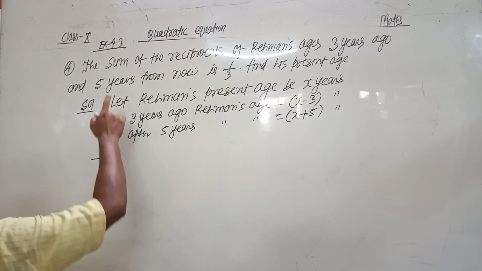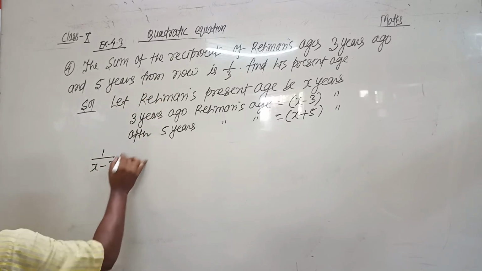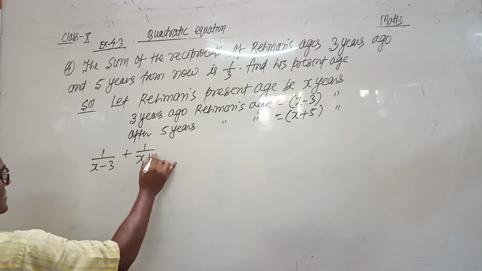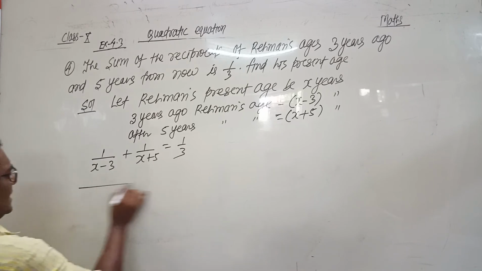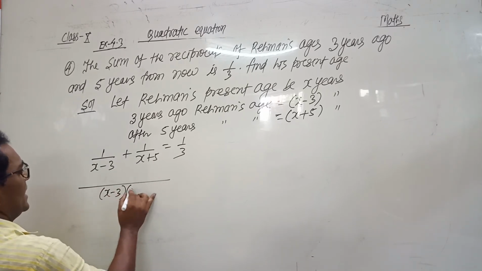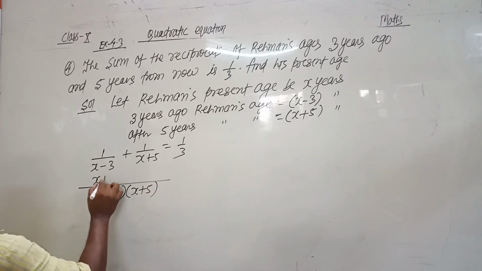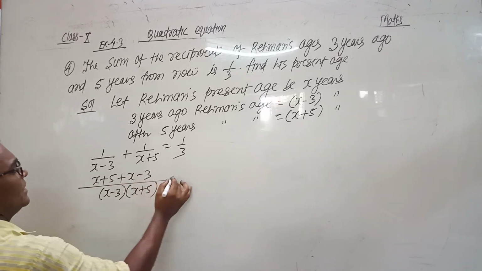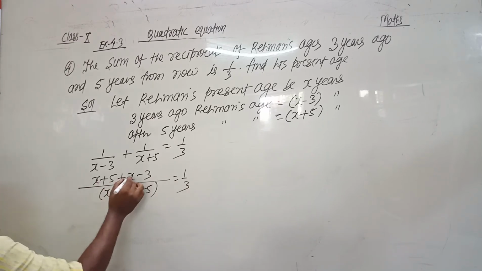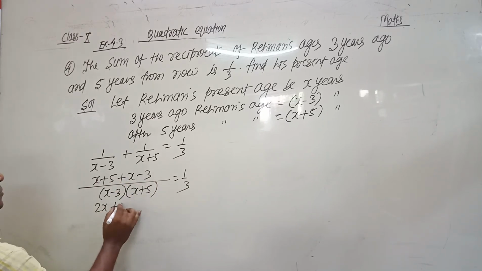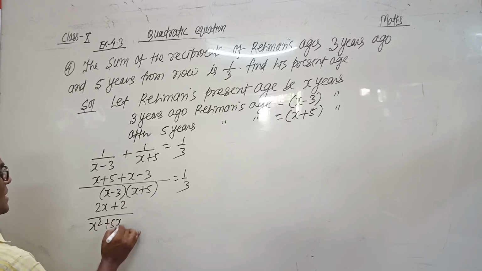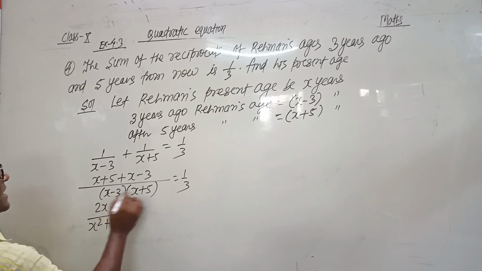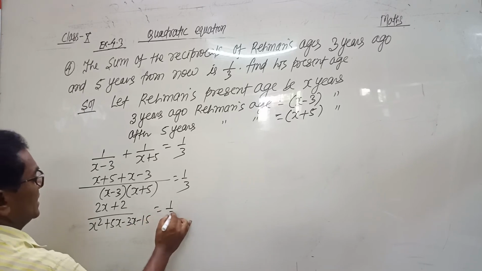Sum of the reciprocals means 1 upon x minus 3 plus 1 upon x plus 5. And this is given as 1 by 3. Take LCM x minus 3, x plus 5. We get x plus 5 plus x minus 3 equals 1 by 3. x plus x is 2x, 5 minus 3 is 2. Remove this bracket by multiplying them: x into x, x square, x into 5, 5x, minus 3 into x, minus 3x, and minus into plus, minus 15 equals 1 by 3.